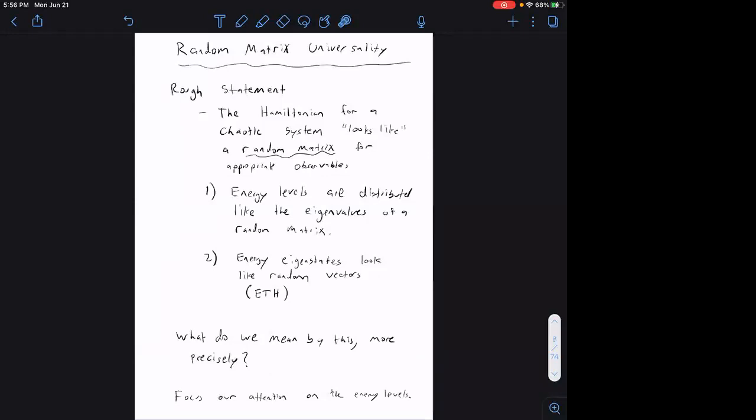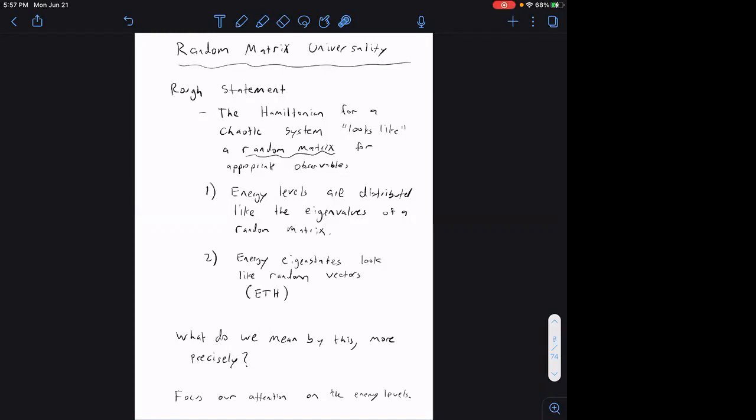The signatures of chaos, or effects, that I'm going to be describing today go under the name of random matrix universality. And I'm going to start by giving you a very rough statement of what this means. And throughout the rest of this lecture, we're going to refine it and make it more precise. So the rough statement is that the Hamiltonian for a chaotic system, in some sense, looks like a random matrix for appropriate observables.